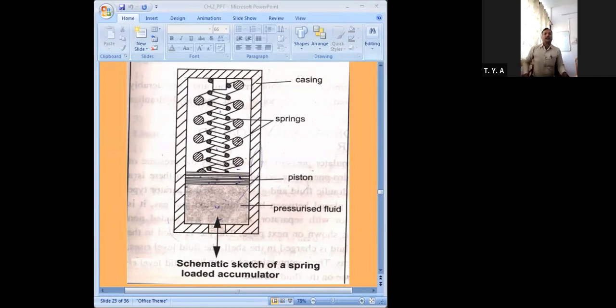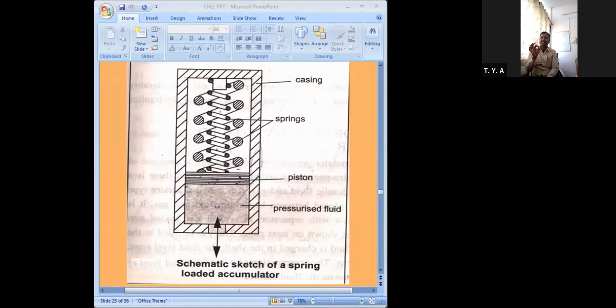About this spring loaded type accumulator, I wanted to tell about the advantages also. The first advantage is that spring loaded accumulators are usually smaller and less expensive than the dead weight type accumulator. Another advantage is that they are easy to maintain.